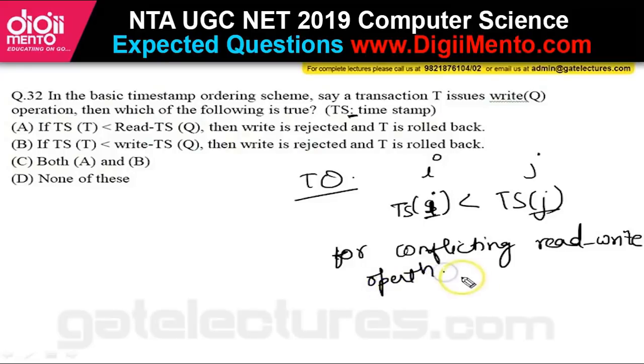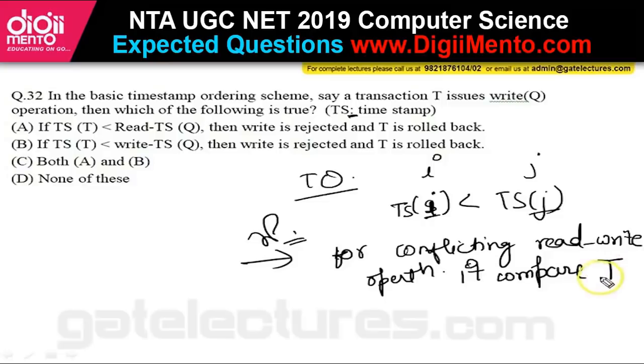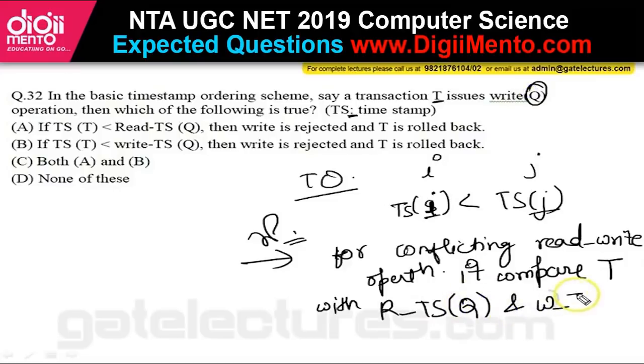Okay, and what we do is it compares. It is a very important point because this is the question we are going to solve. It compares T, where T means the timestamp of our main transaction T, with the read timestamp of any data, let's say here the data we are performing on is Q, and with the write timestamp of Q.